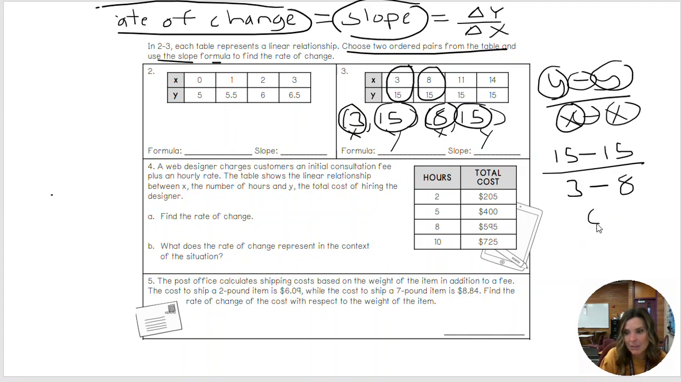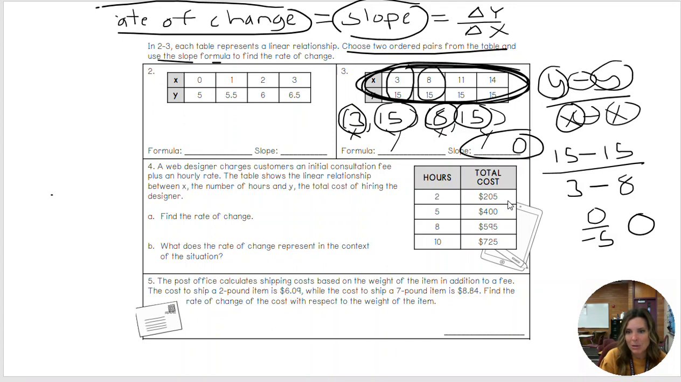And now we simplify, which gives us 0 over -5. And anytime you have 0 divided by anything, your answer is going to be a 0. So basically, the slope of the line that passes through these points is going to be 0, which means that this line is a horizontal line. It's completely flat. It has 0 steepness or 0 slope. Okay, and then the last two that we talked about, let's just go through those really quickly.